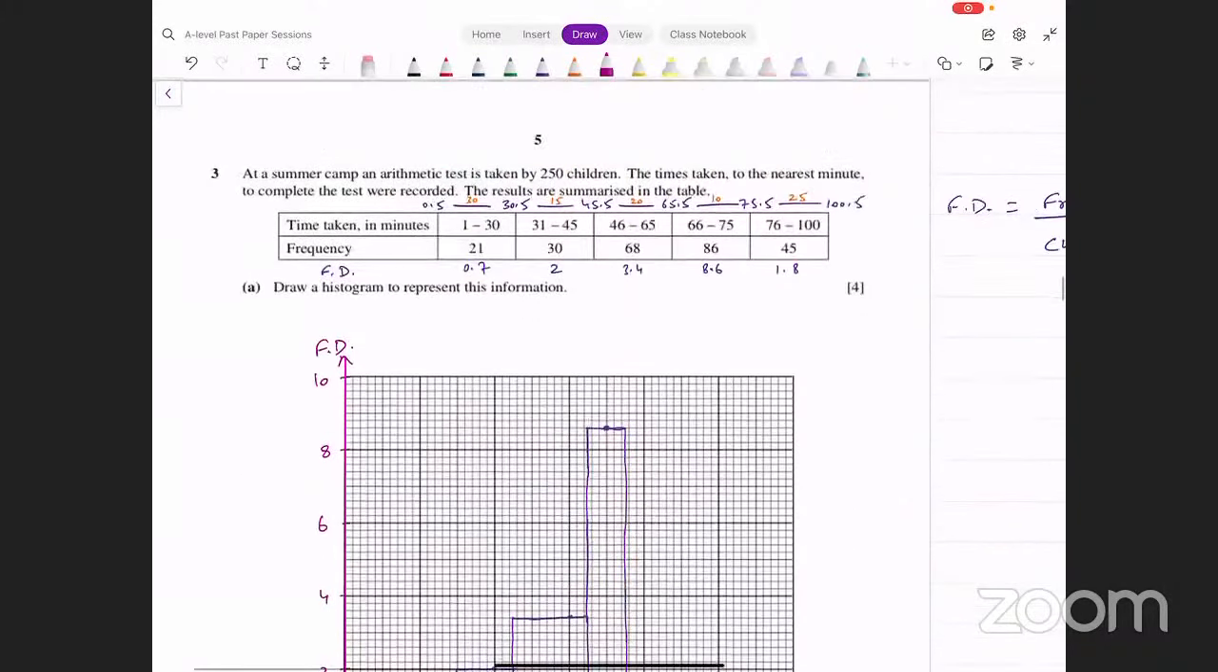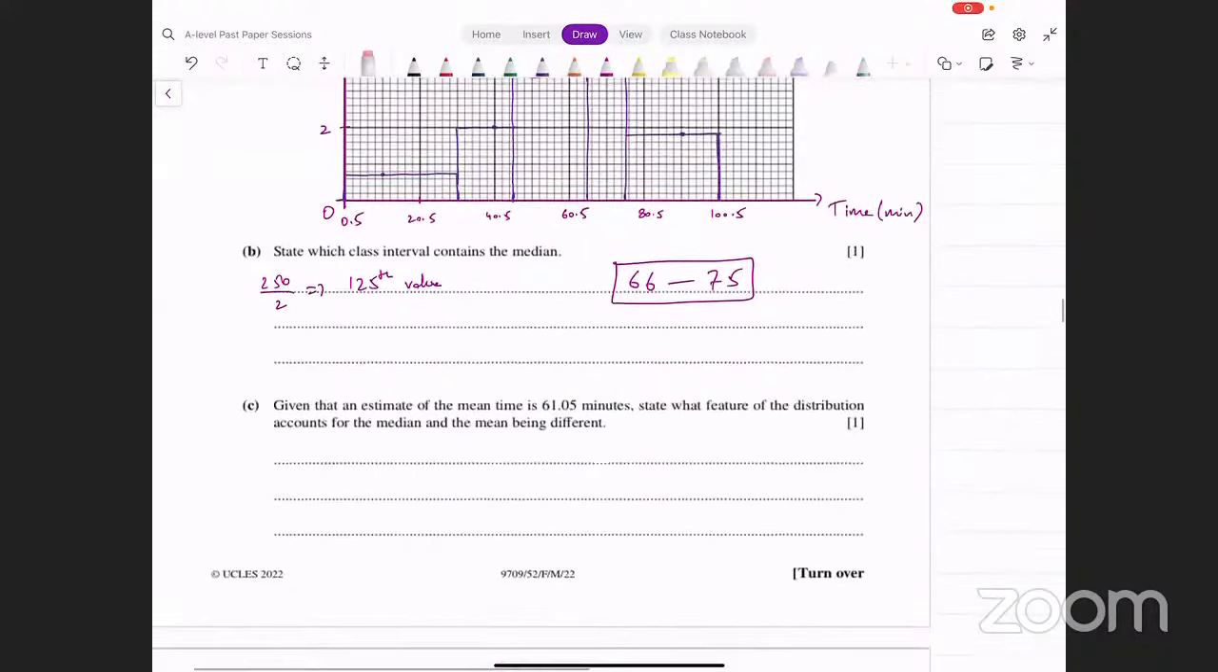Okay, you should not write your own interval. आपने अपना वाला interval नहीं लिखना. 65.5 to 75.5. Write the interval that's given in the table. Right, वो वाली values use करनी है आपने, and that's going to give you the result. All right, 66 to 75. That's the median interval. Okay.